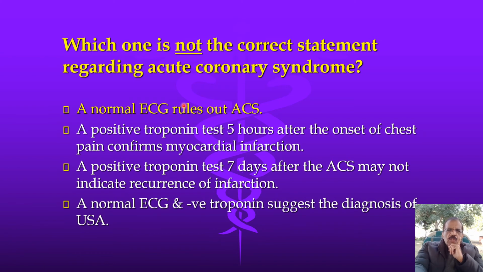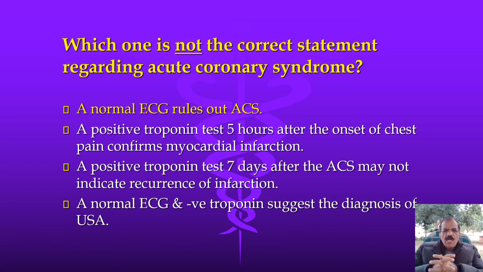A normal ECG rules out acute coronary syndrome. This is not a correct statement because in unstable angina, a patient may have critical coronary artery disease, but the ECG may be just normal. So this statement is not correct. All others are correct. For example, 5 hours after acute MI, troponins are always positive. A positive troponin test 7 days after acute coronary syndrome may not indicate recurrence of infarction because troponins may remain positive for up to 2 weeks because of the first infarction.